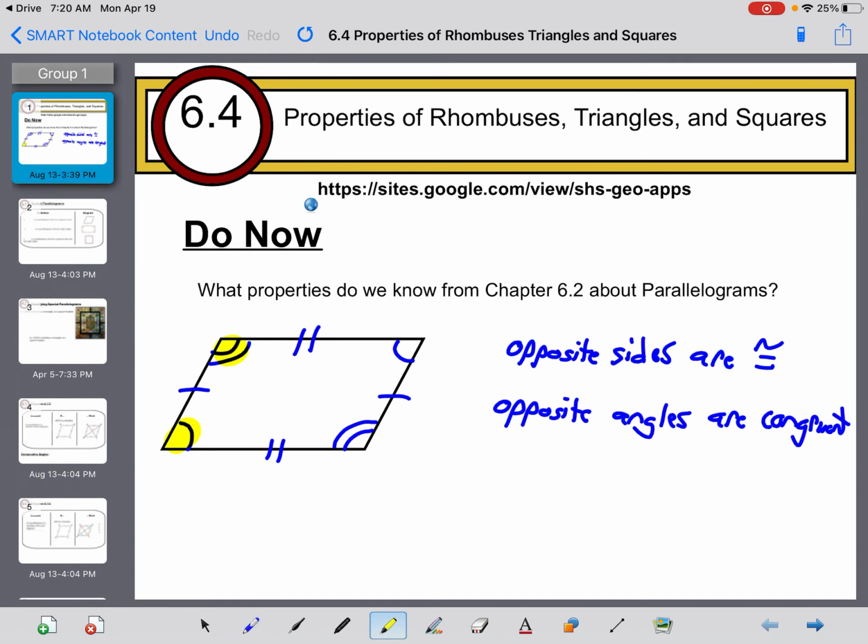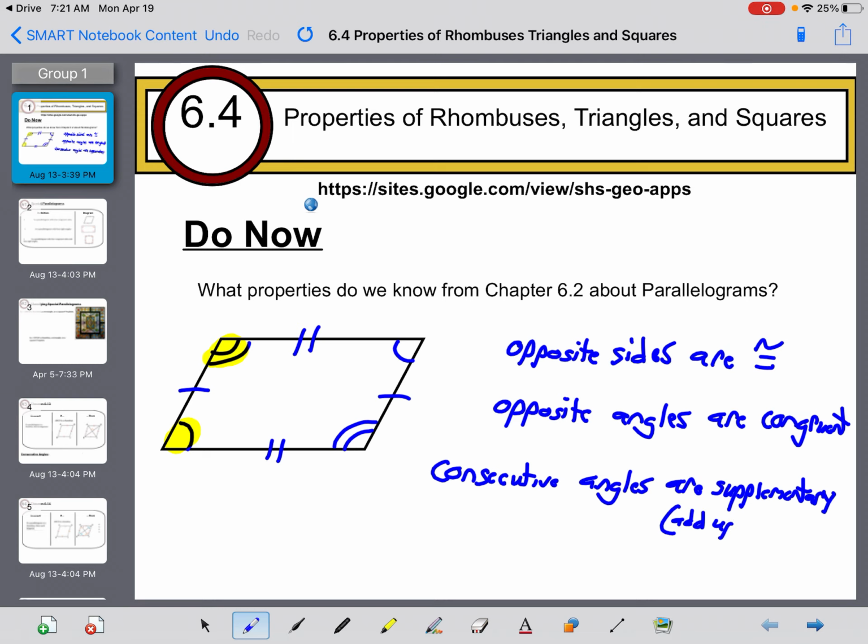Then we learned that consecutive angles, meaning angles that are next to each other, are supplementary. And what does supplementary mean? That they add up to 180 degrees.